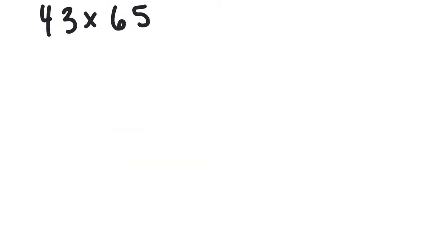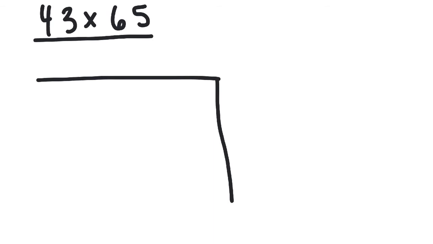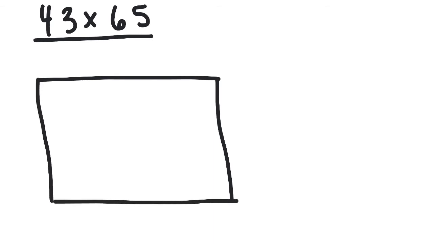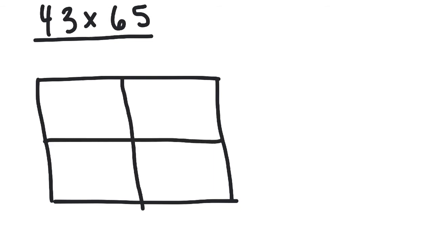Okay, so now you're ready to start using the area model to do your multiplication. We're going to do 43 times 65. So when we're doing the area model, we first need to start by making our box. And since we have two two-digit numbers, we will separate our top into 2 for each digit and our sides into 2 for each digit.